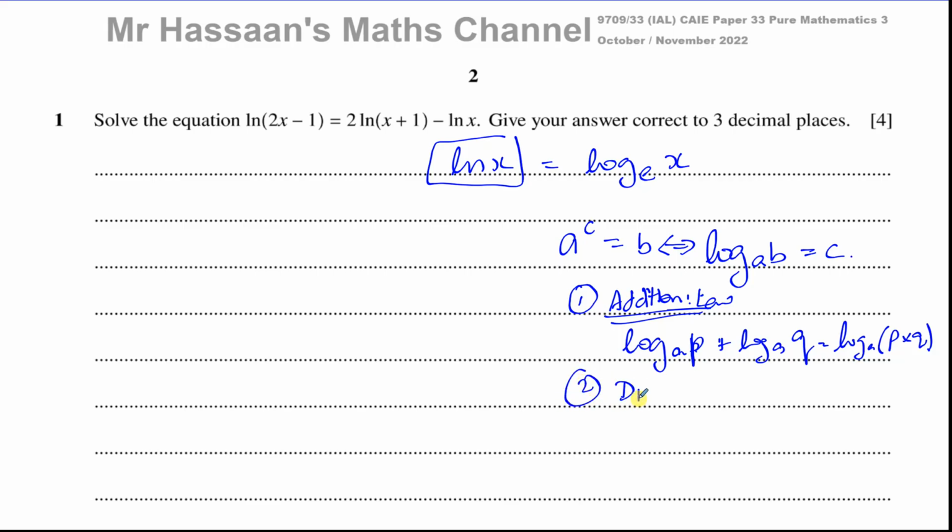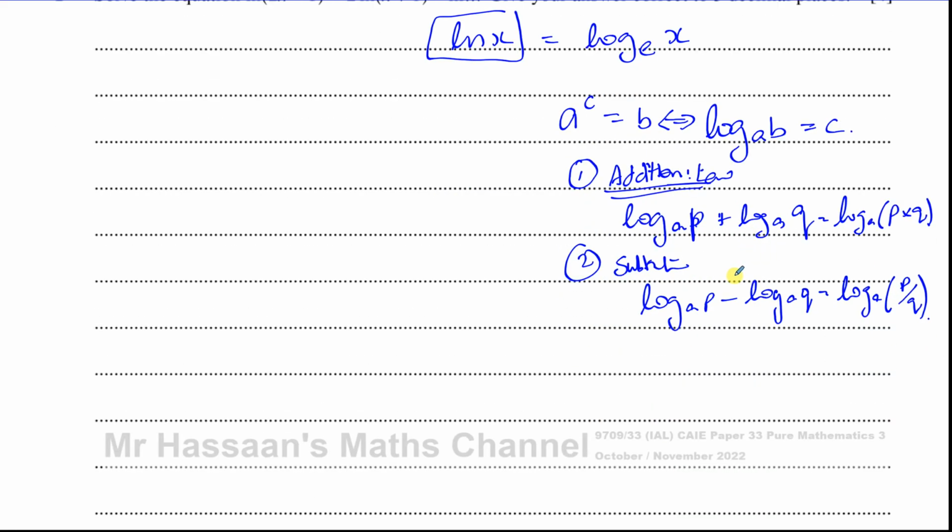Secondly, we have the division law, or subtraction law. It's again based upon laws of indices. The subtraction law is when you have log to the base a of p minus log to the base a of q. It's the same as having log to the base a of p divided by q. Then you also have the power law. If you have log to the base a of b to the power of x, this can be rewritten as x times log to the base a of b.